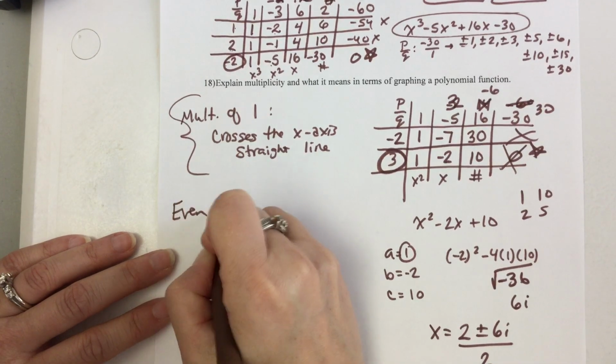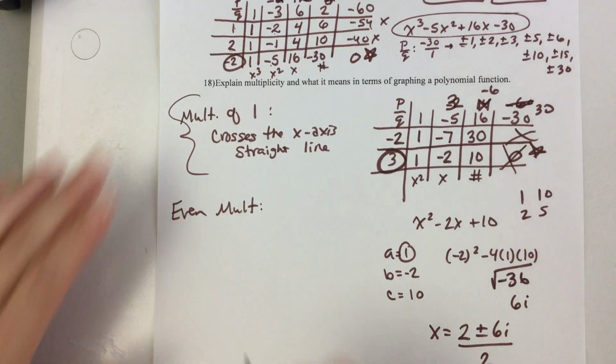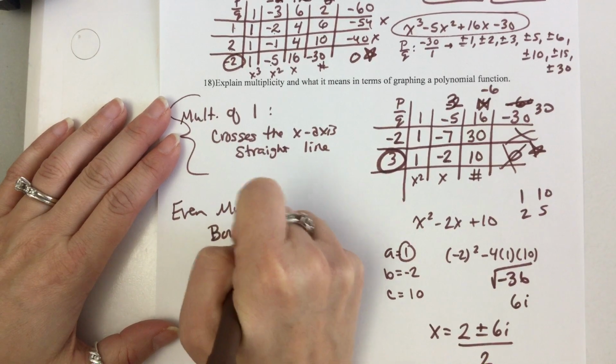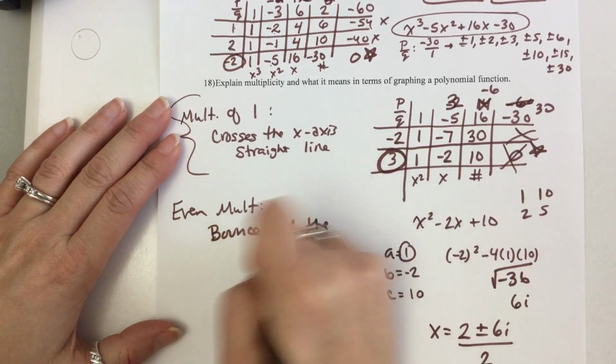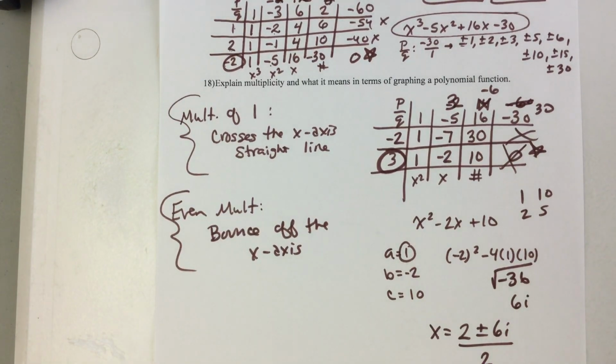If you have an even multiplicity, so 2, 4, 6, 8, any even number, your graph is going to bounce off the x-axis at that value. It is not going to cross it. It's going to hit at that value and bounce off the way that it came.